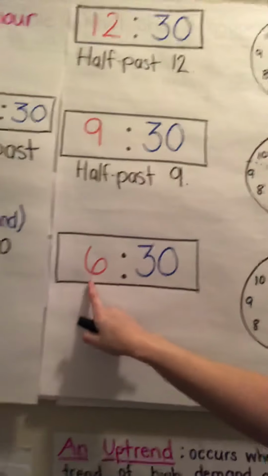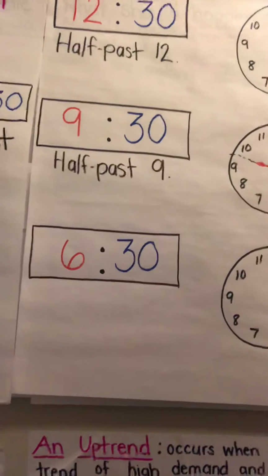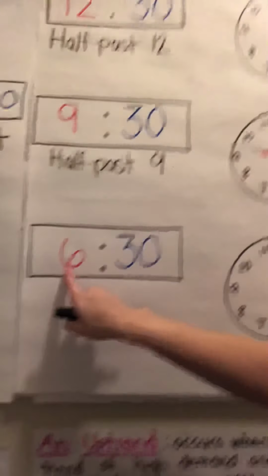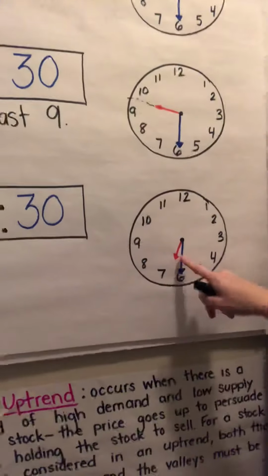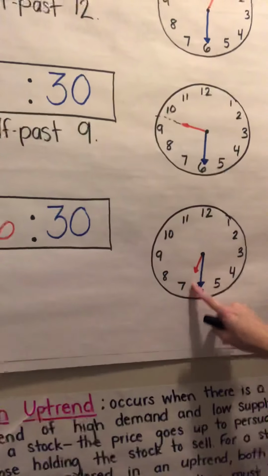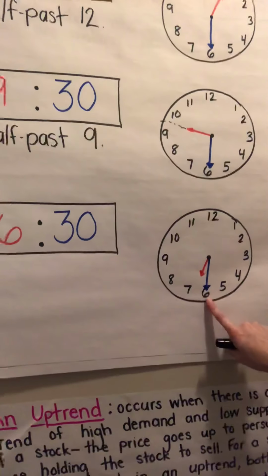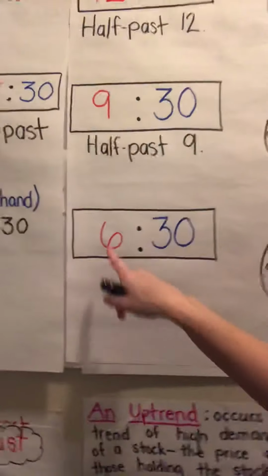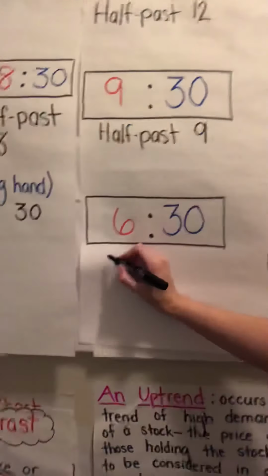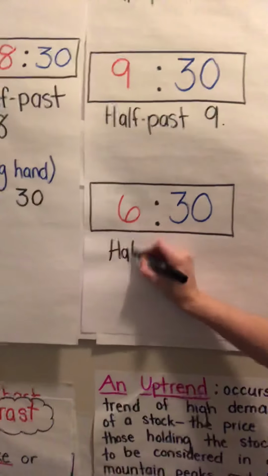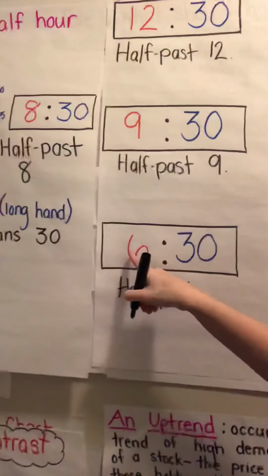So we have our hour here and our minutes. So this digital clock says what now? Right, it says 6:30. And to match it with our analog clock, my hour hand goes past the 6, and then my minute hand is on the 6 for the 30. So we can either say 6:30 or we can say, right, half past, and then our hour is 6.